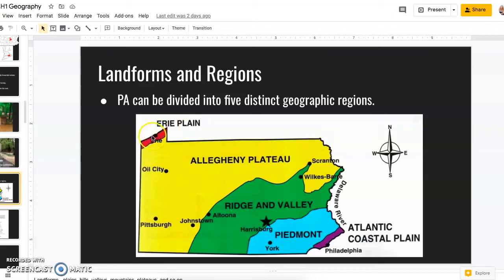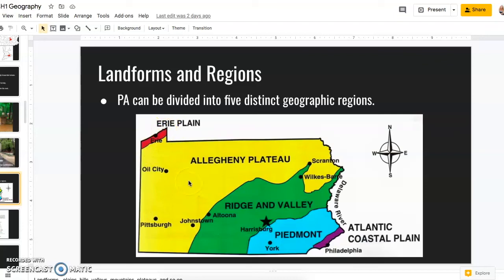We'll just start with the Erie Plain. It's one of the smaller ones. It only stretches 4 miles in width, and it's a flat land. It's along Lake Erie, so it does have super rich soil. It has rich sand and salt, and it's perfect for orchards and vineyards, such as winemaking. So it is a neat little area.